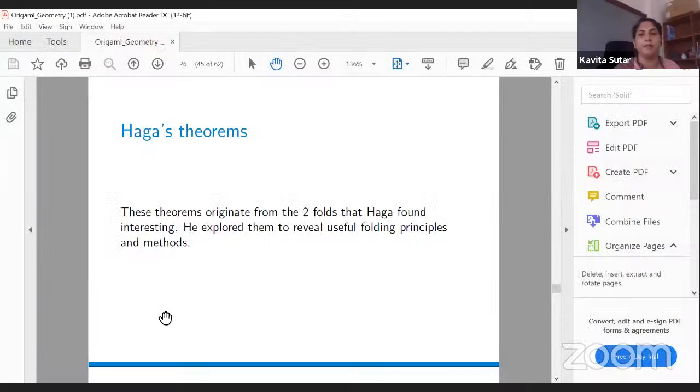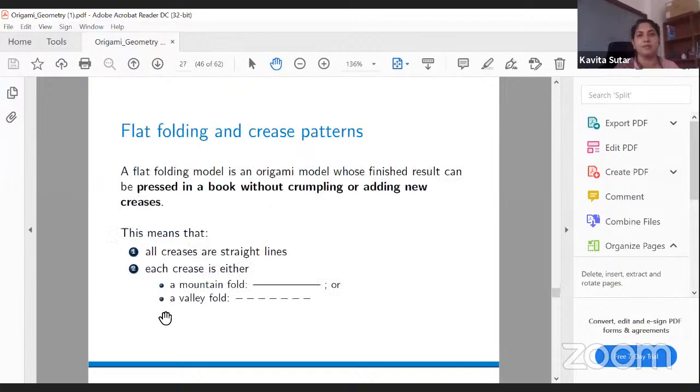Okay. And there is an interesting thing that I could not touch, maybe on some other occasion we will talk about it. But you can also look at the resource material, which is this. Here is where some research problems in origami lie, which is flat folding and crease patterns.